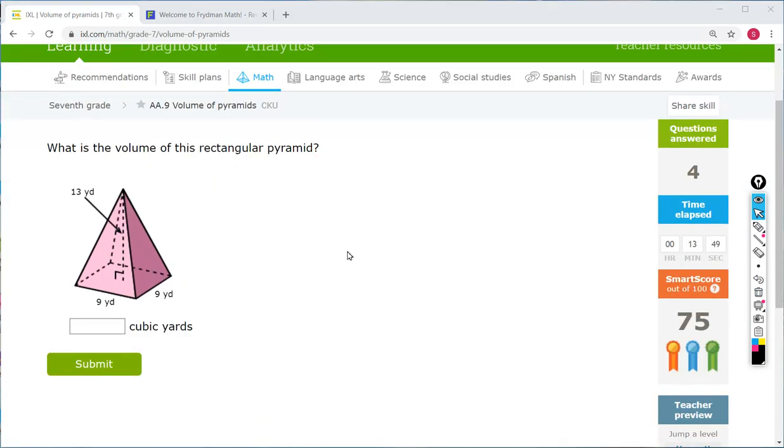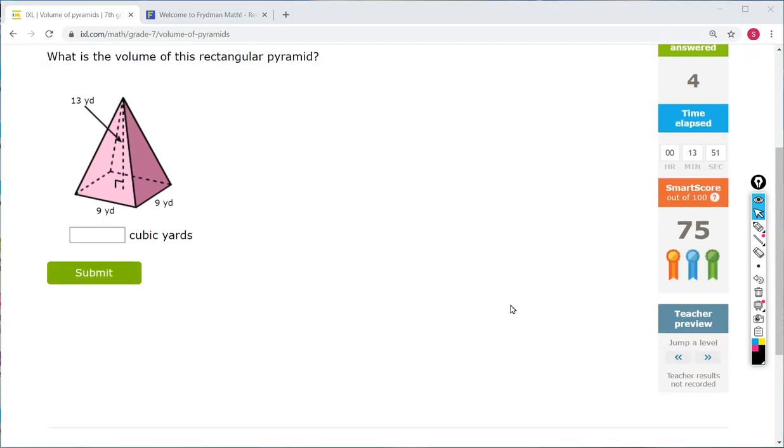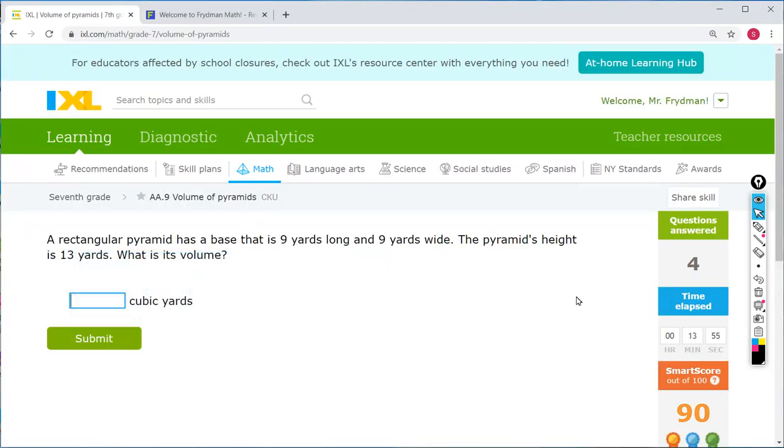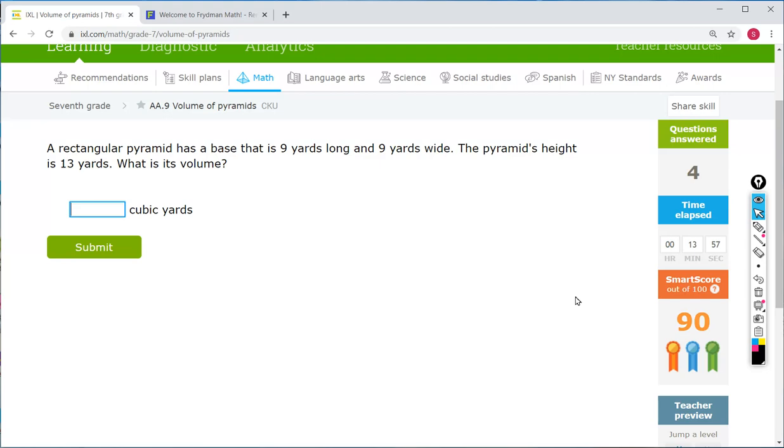Okay, so it's just asking me for the volume in all of these. So let's jump to the next level. Again, it's asking me for the volume. I thought some of these would ask for the height. Let's try doing this one and see if we get a different kind of question next.